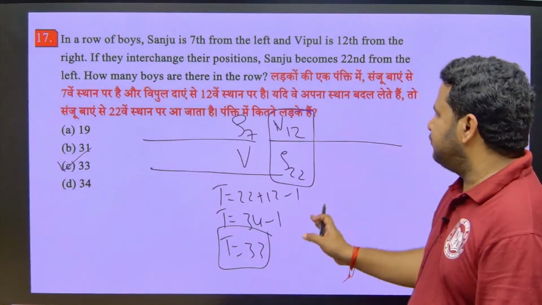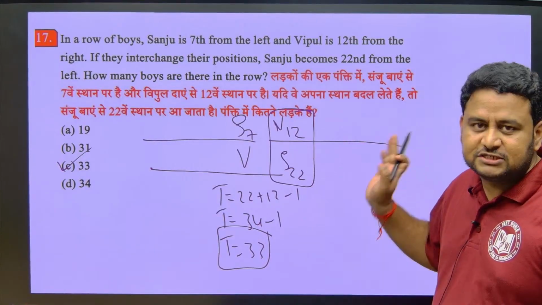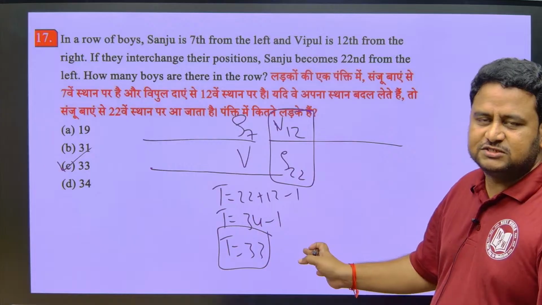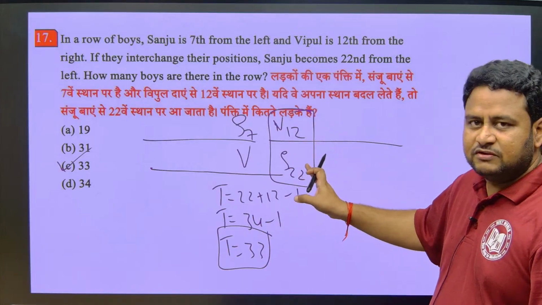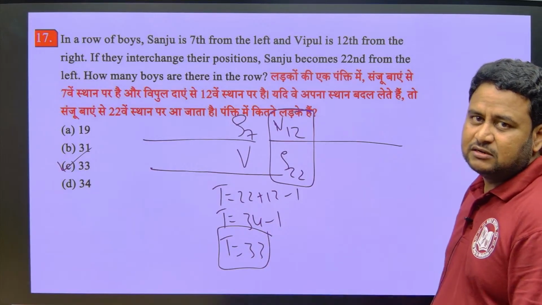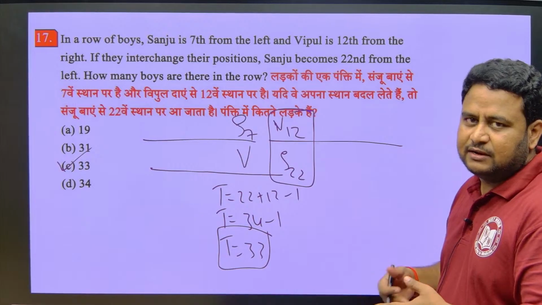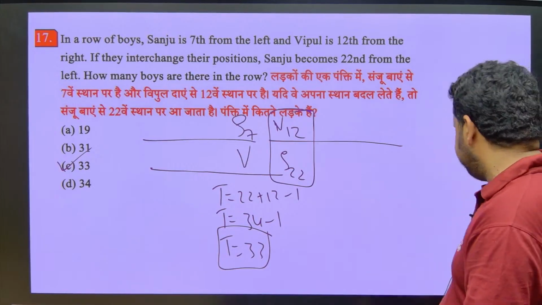Clear? This is how we have to solve this. If they say interchanging position, this is the method. Please follow this method because you can solve the question very easily. Otherwise, you have to do so many combinations and you may get the answer correct or you may not, you may complicate the question. It is a simple question. Please follow this method.